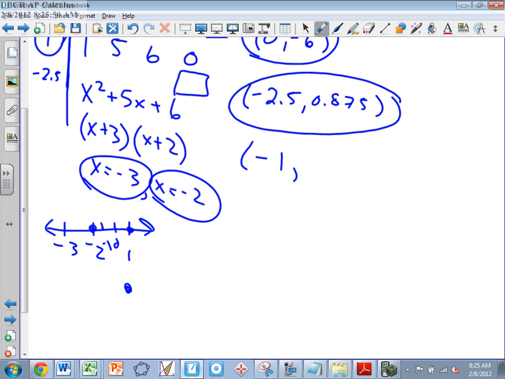Again, guys, just to reiterate, you pick a point between these two roots here. There are several points to pick.